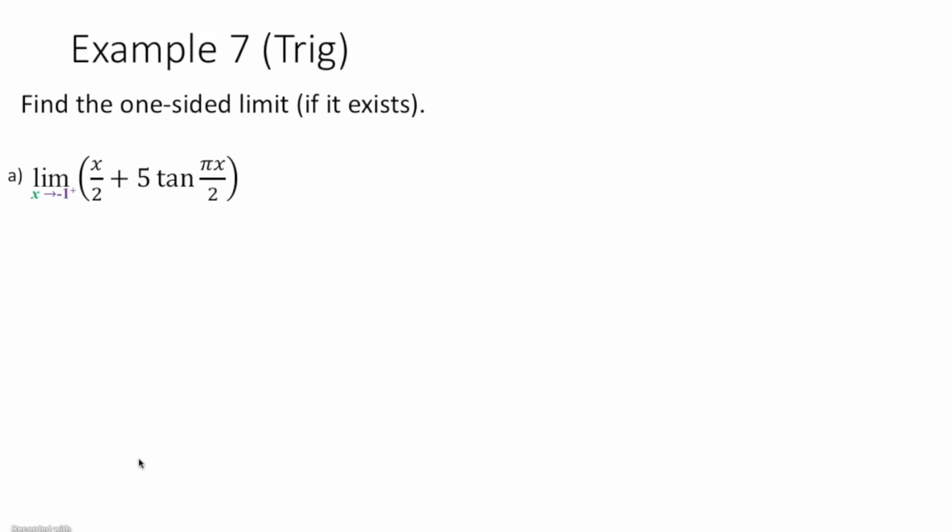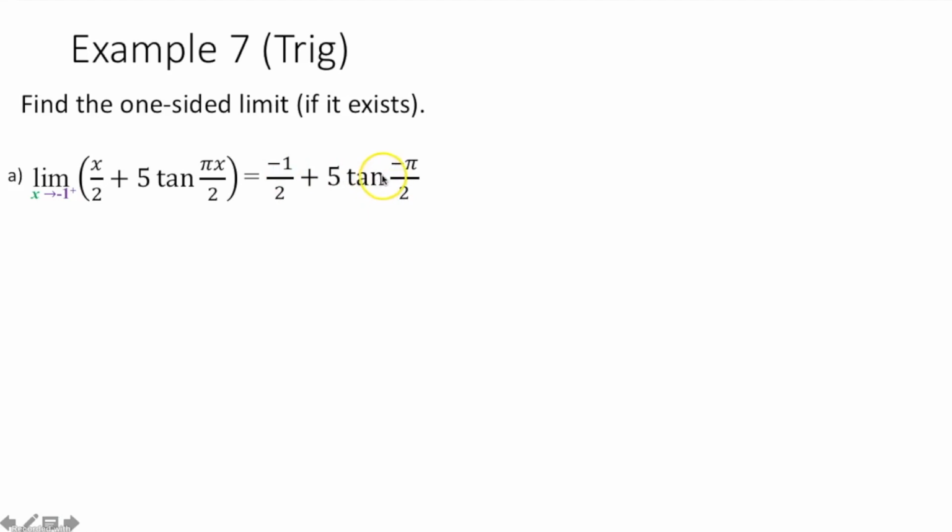Now example 7, we're going to do a little trig. So here it says the limit as x approaches negative 1 from the right. Anytime you have a limit, you evaluate it by plugging it in first. So we plug in our c value for x here and here. And what we do is when we plug those in, we now need to simplify this. So this is going to be negative 1/2 over here.